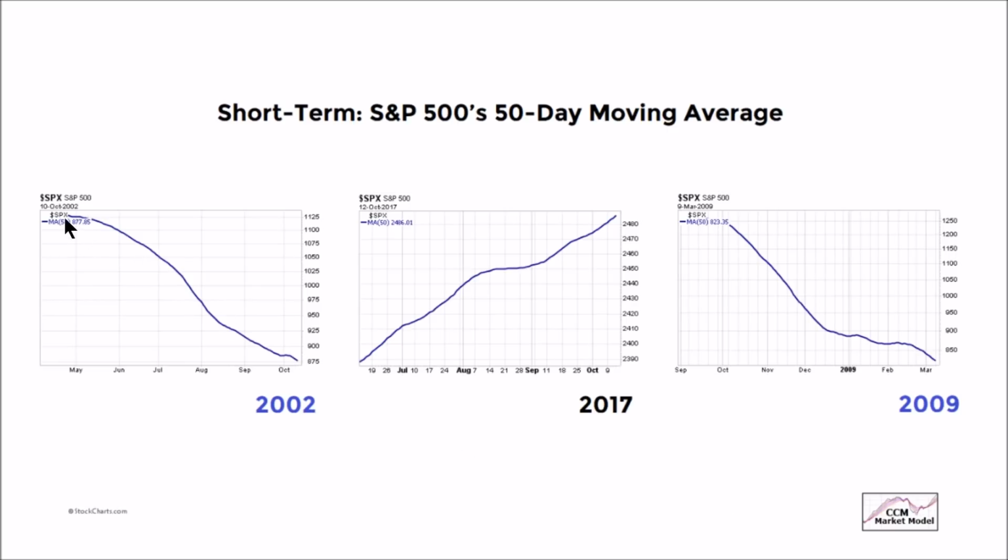Instead of moving from the upper left-hand corner to the lower right-hand corner, we're moving from the lower left-hand corner to the upper right-hand corner. This is the look that we want to embrace. This is the look that we want to avoid.